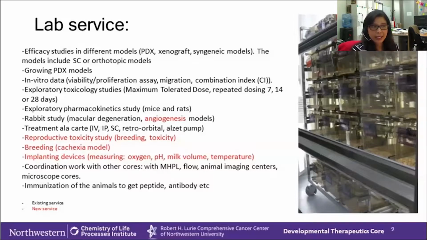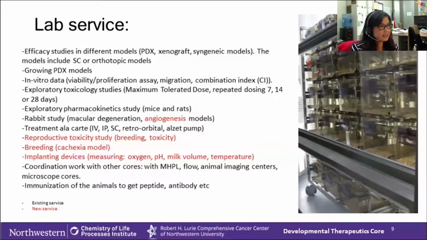We also just ran a cachexia model for Dr. Teresa Woodruff in collaboration with a company in California. We also do some implantation of devices, and I will show you an example of that. It's very unique, and we can measure oxygen, volume, and temperature in a non-invasive way. And the last one, we also coordinate with other cores to achieve the final goal of the studies. Last but not least, we also work in collaboration with other cores to run immunization of the animals to get peptide or antibody with RPPC and the peptide core.